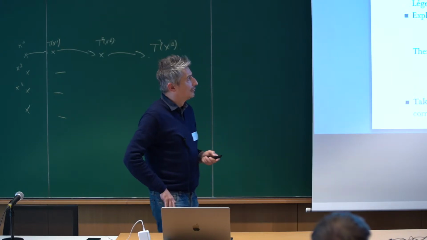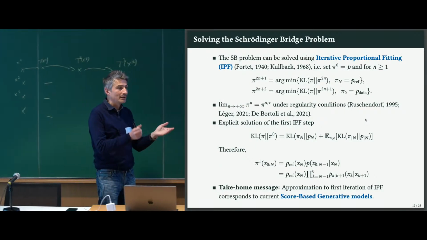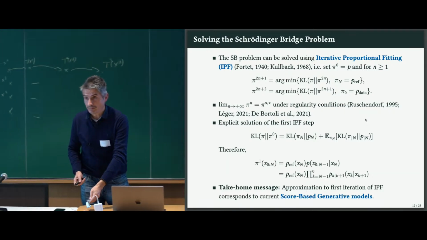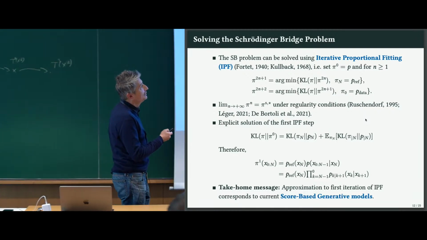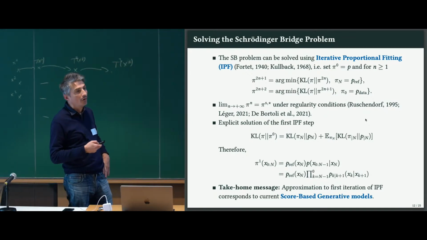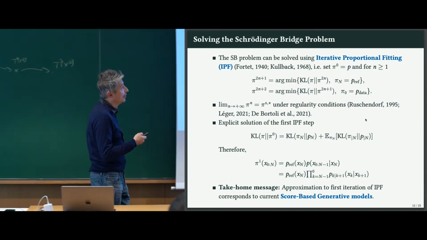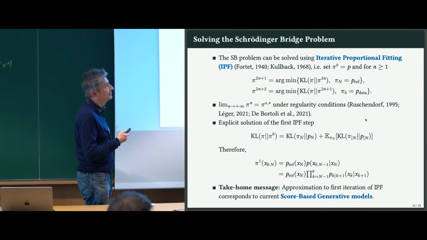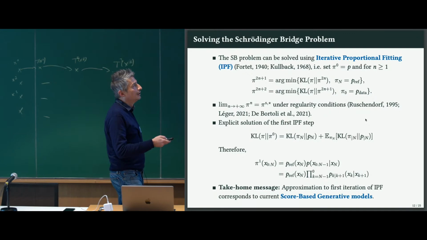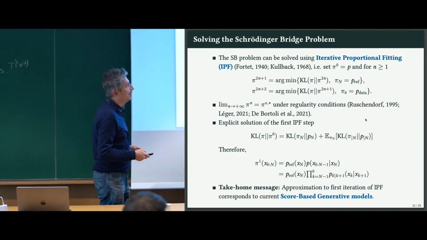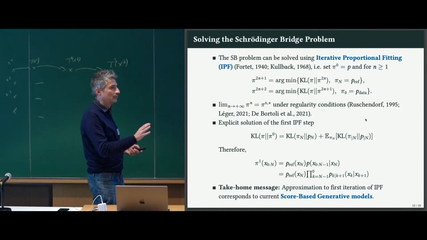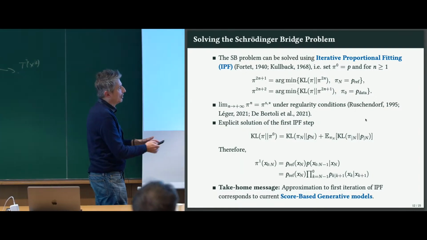Well, the first solution to this problem, at least formal, was proposed, as far as I know, by Robert Fortet in 1940. This is an algorithm that has been rediscovered over and over in the literature. In particular, by Kullback in 1968, and I think he is the one who introduced the term iterative proportional fitting, but I might be wrong. When you're doing linear algebra, it corresponds to the Sinkhorn algorithm. How much time do I have left? 10 minutes. Okay, good.